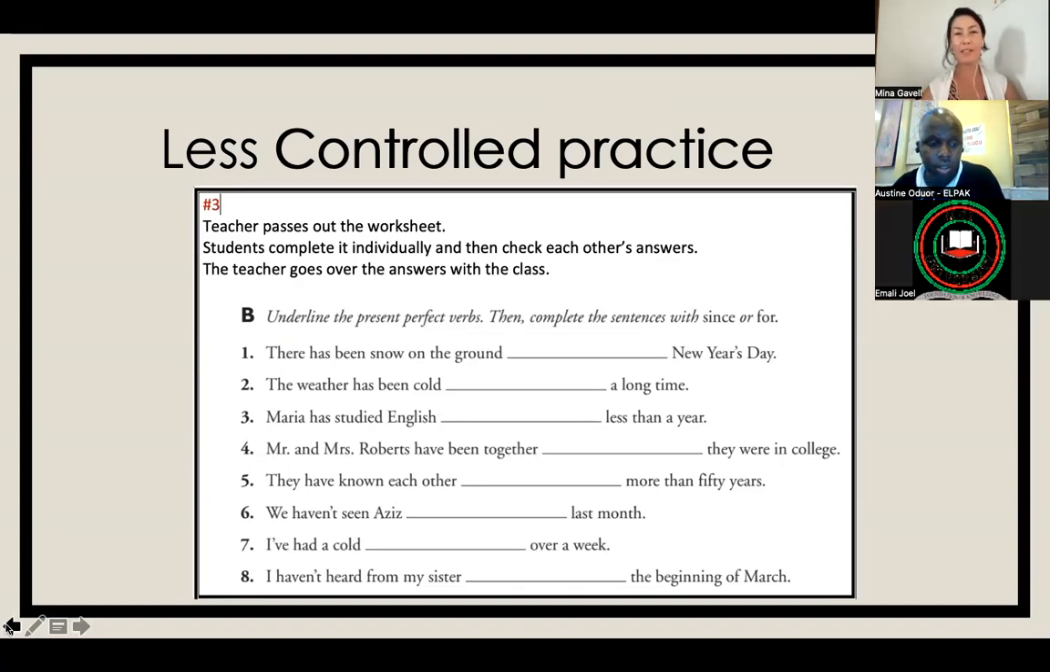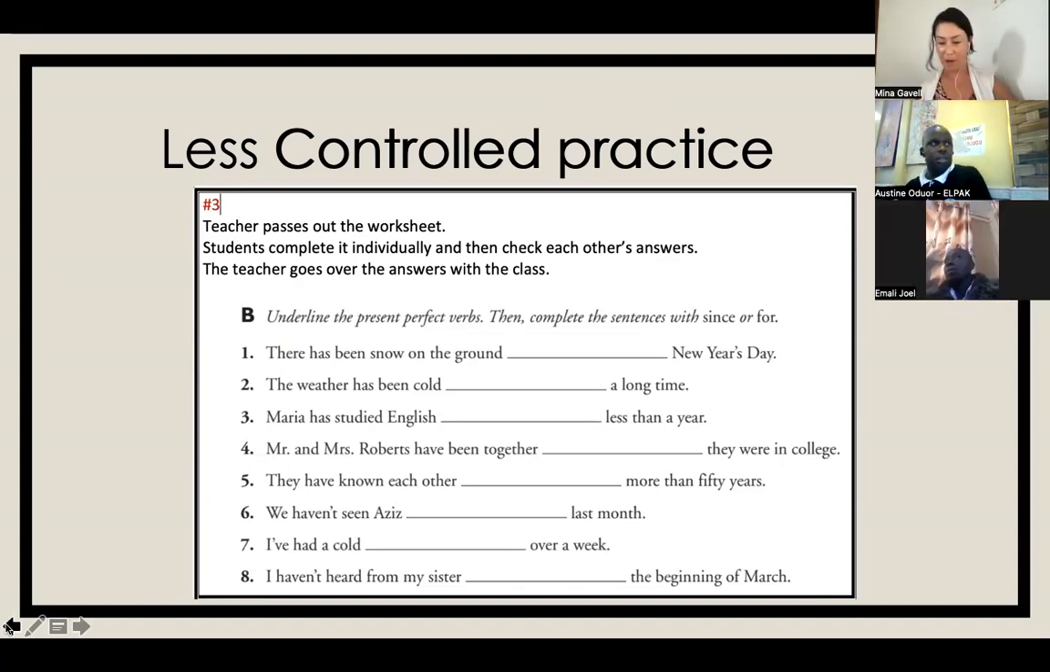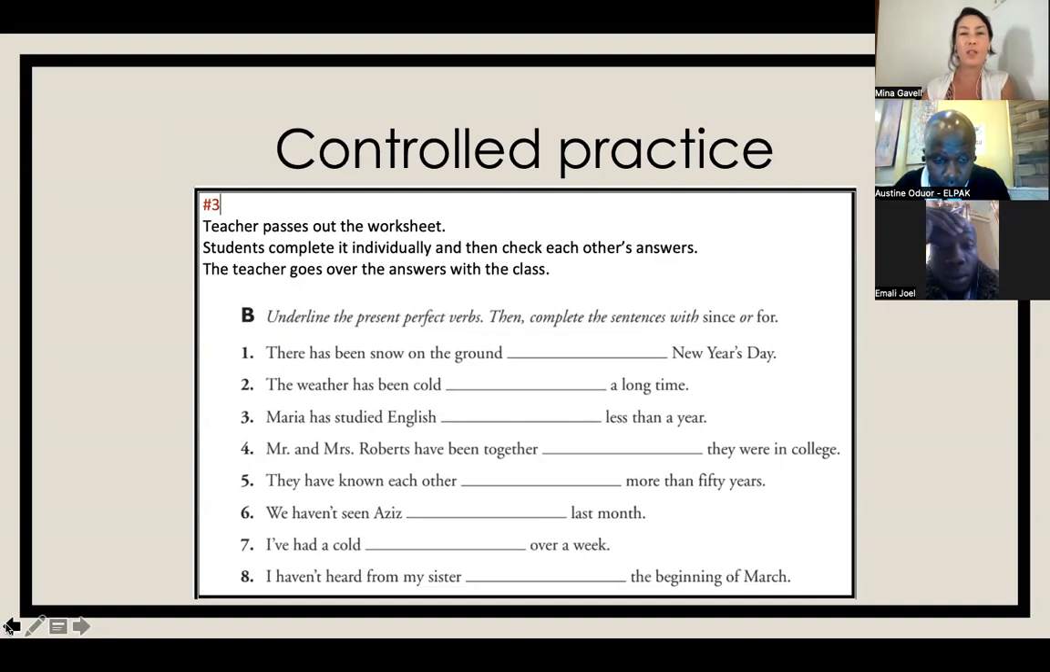Metrine, everything you have said makes sense. I think you did a good job of clarifying. Everything you said makes sense to me, and I can't disagree with any of your explanations. I would just frame it differently. So this being number 3 here being a controlled practice because the choices are so limited. They have a 50-50 chance of being correct here because their only choice is since or for. There's no other choice in this.